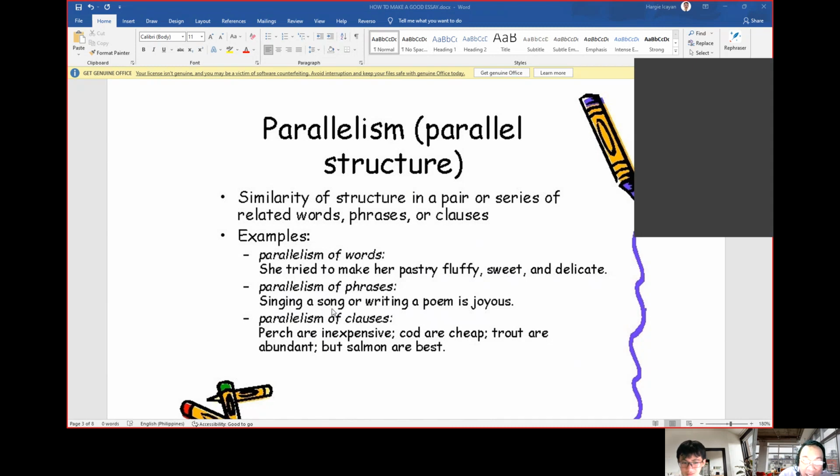Okay, that is phrases. Singing a song, it's the first phrase. Writing a poem, it's the second phrase. So therefore, parallelism of phrases.